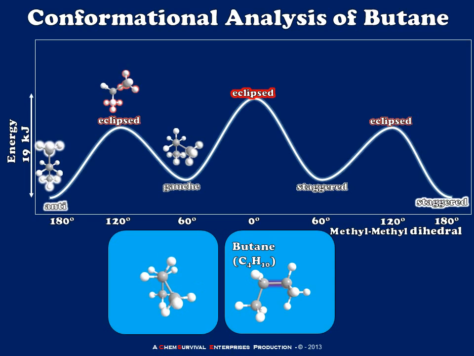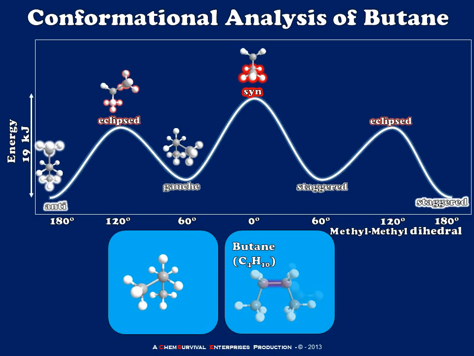Proceeding through another 60-degree rotation takes me to my least stable conformation, one in which the 2 methyl groups eclipse one another. When the 2 largest groups eclipse one another, we refer to this as a syn conformer. And the syn conformer is always the highest energy possibility.